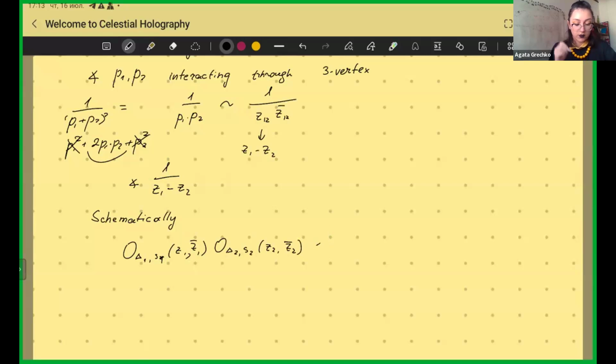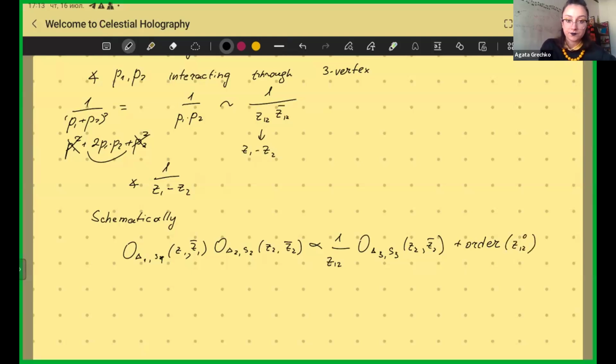And it should be something singular in 1 over z bar, 1 over z1 minus z2, plus some regular terms. So this is our singular part, which we are mostly interested in conformal field theories, right? This is how our OPE should look like, more or less, right? So we expect to see something like this.